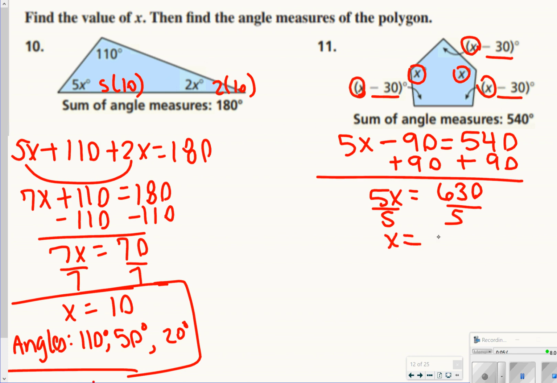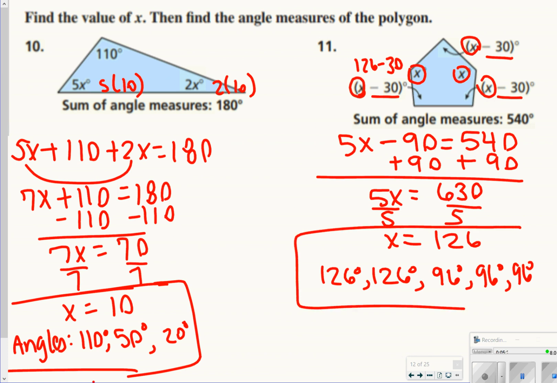x is equal to 126. So 2 of my angles will be 126 degrees, because they're both just x. And then the other 3 angles are 126 minus 30, which is going to give me 96. So 3 96-degree angles.